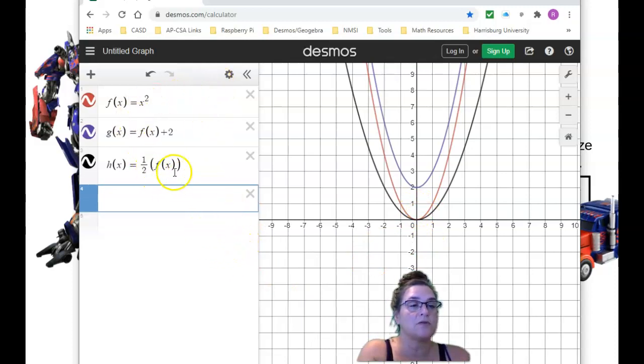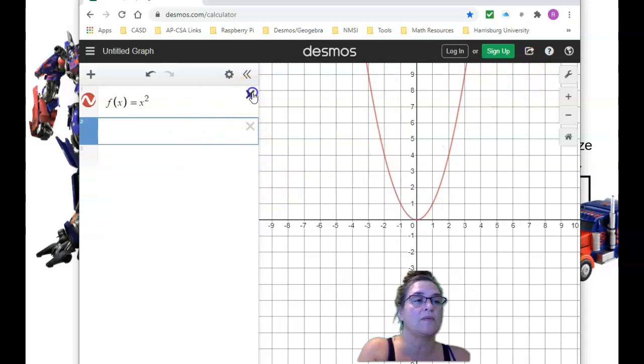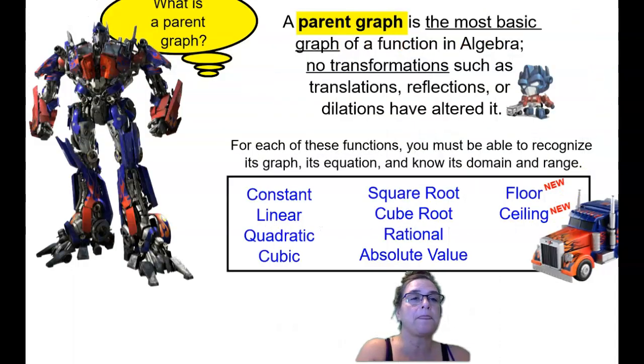But in order to have something to transform, we have to have something to start with, and that's called the parent graph. So x squared is the simplest form of any of these, but they all have that basic parabola shape that makes it part of the family of quadratic functions. Okay, so that's what we mean when we say parent graph.